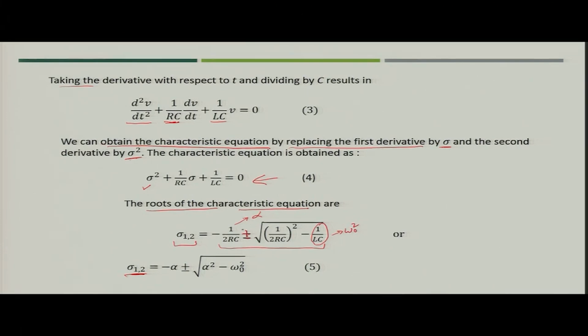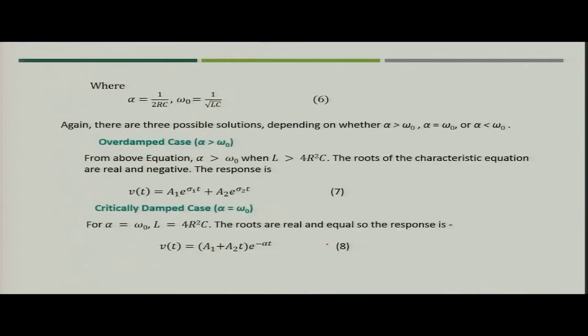So, if you put these values, the sigma 1, 2, which are the roots of the characteristic equation, can be represented as minus alpha plus minus root of alpha square minus omega naught square. Now, if you see these roots, these are similar to what we got when we were analyzing the series RLC circuit. So, you have assumed alpha and omega naught, and based on that you can again have the 3 possible solutions.